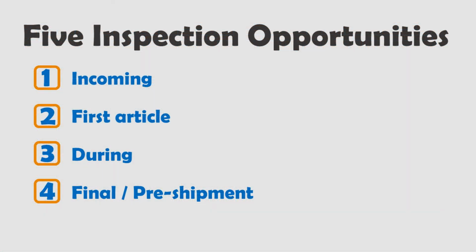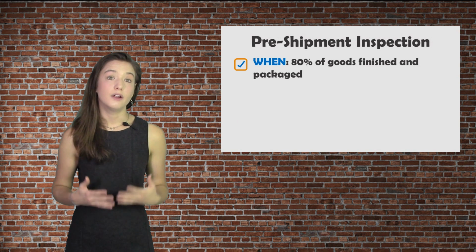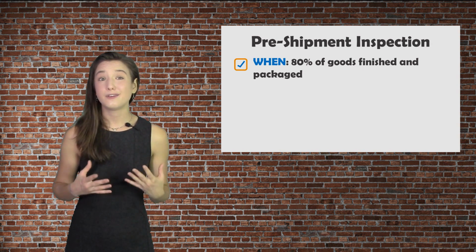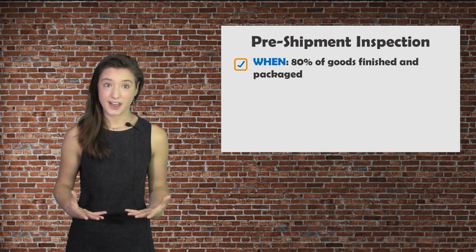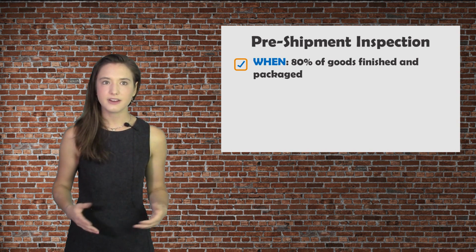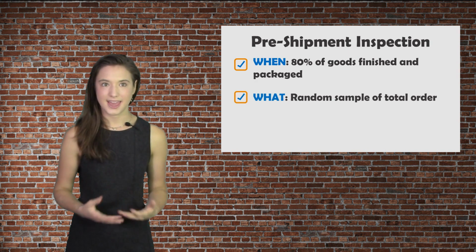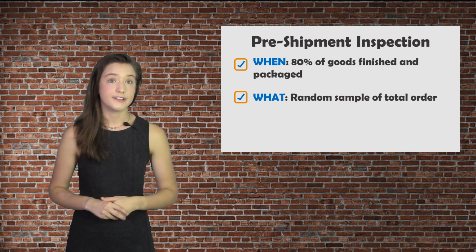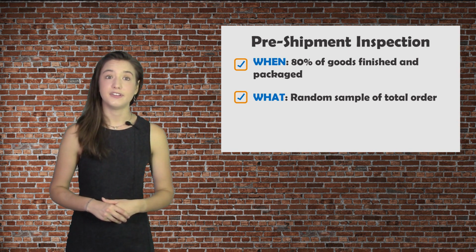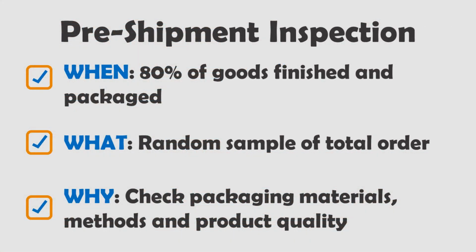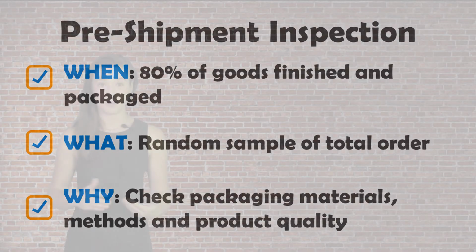After 80% of goods are finished and packaged, you can consider a pre-shipment inspection. Pre-shipment inspection, or final inspection, is the most commonly performed inspection by importers, and it's the minimum requirement as recommended by QC professionals. Pre-shipment inspection typically involves inspecting a random sample of the total order using an acceptable sampling method like AQL. Because all or most of the order is now complete, the sample size will be more representative of overall quality. And unlike the previous inspection types, pre-shipment inspection offers the opportunity to check packaging materials and methods in addition to product quality.